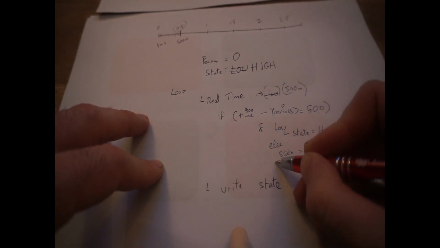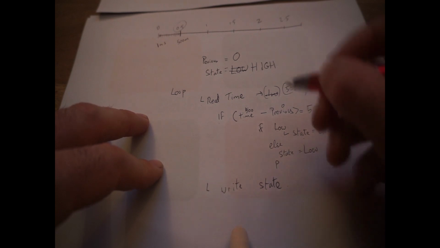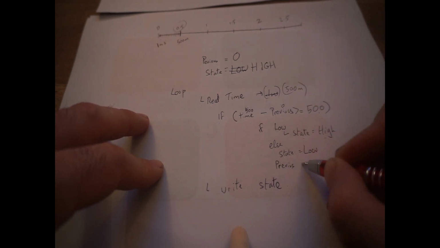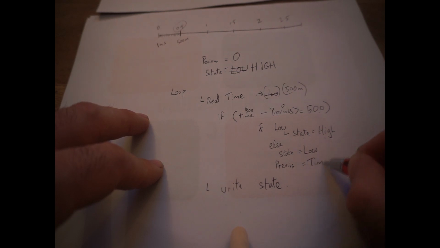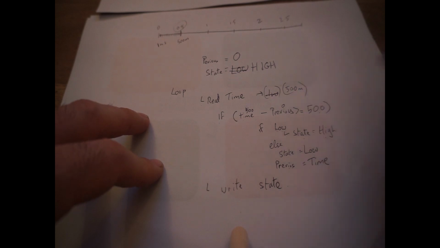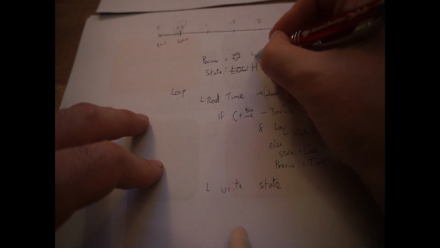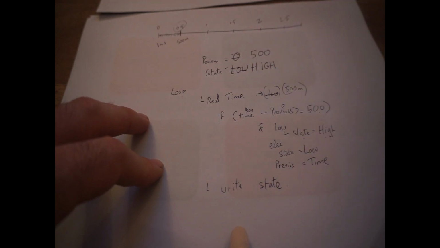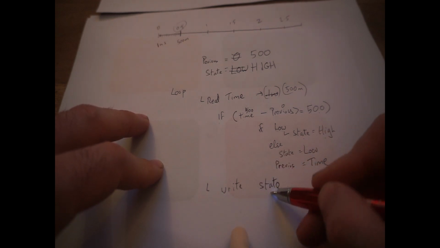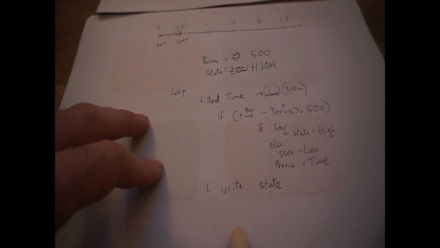And we also reset the previous. So previous equals time. The previous is now the current time, which is 500. So our previous is now 500. And then it goes underneath here and digital writes the state, which this time is high, turning on the LED. Again, this starts running loads and loads and loads of times.